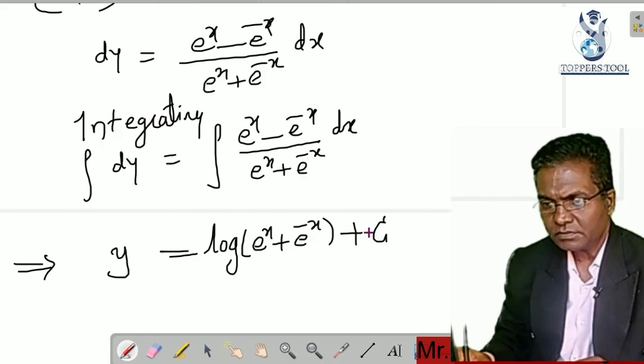Okay, so this is all about solving or finding the general solution by the method of separation of variables. And I need one more session for solving initial value problems, meaning finding the particular solution. So we will meet in the next session.